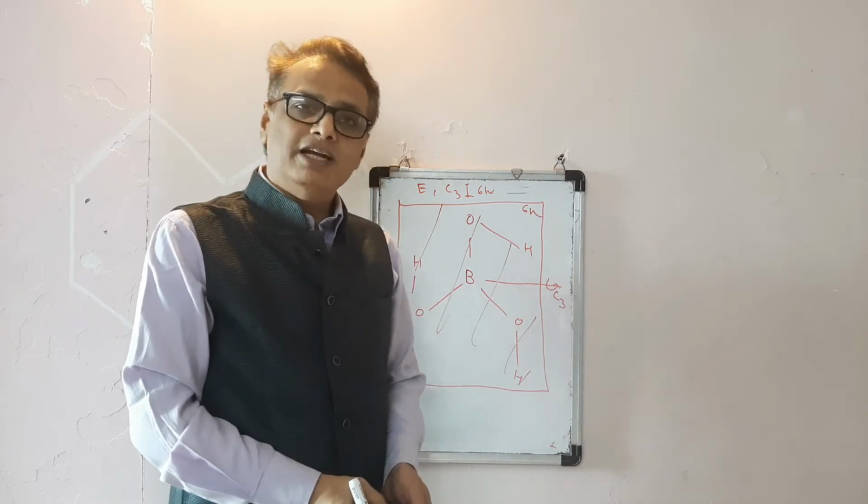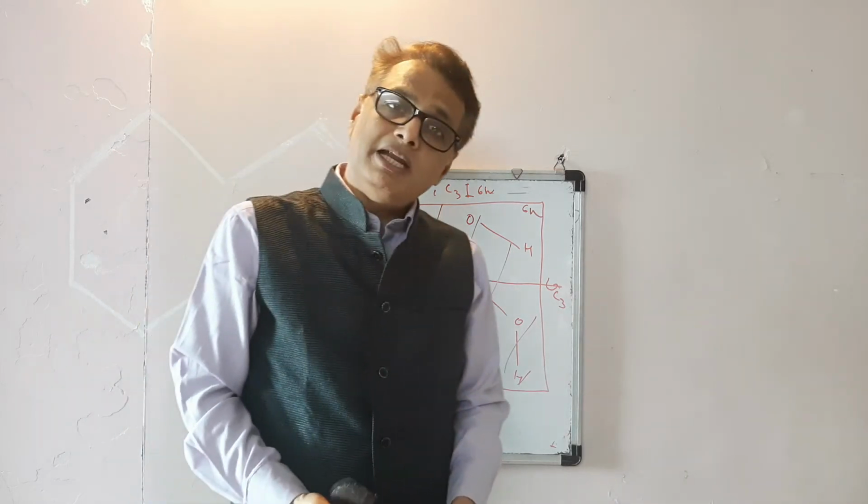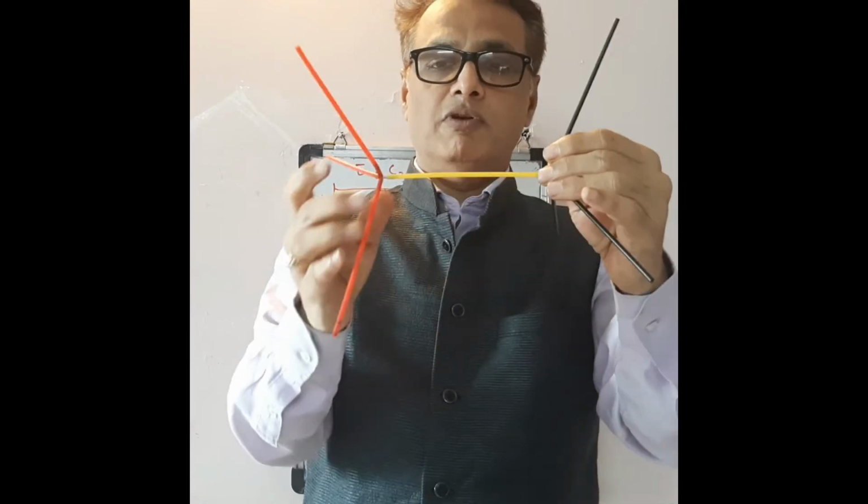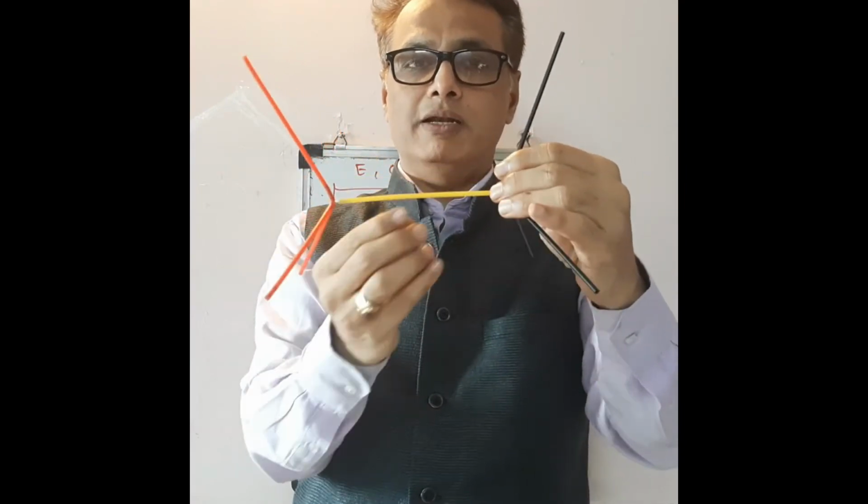Now let's find out the symmetry elements possessed by CH3CF3, that is 1,1,1-trifluoroethane. 1,1,1-trifluoroethane contains 2 carbon atoms.